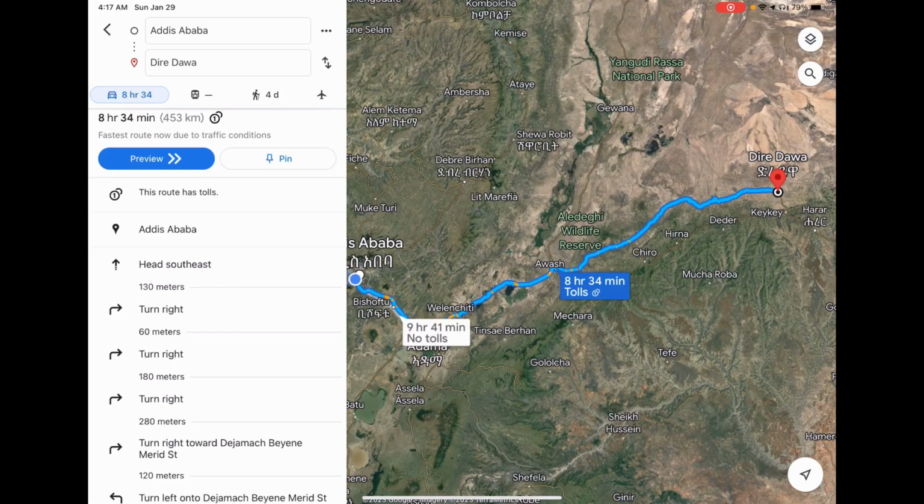ከዛ እንግዲህ ከአዲስ አበባ ድሬዳዋ በመኪና ከሆነ 8 ሰዓት ይፈጅብናል። ኦኬ ዲስታንሱ ያው ነው 453 ኪሎ ሜትር ነው። እዚህ ጋር እንደሚነግረን በመኪና መሄድ ከሆነ በ8 ሰዓት ተኩል ውስጥ ደርሳለሁ። በእግሬ መሄድ ከሆነ ግን 4 ቀን ይፈጅብኛል ነው። አያችሁ?